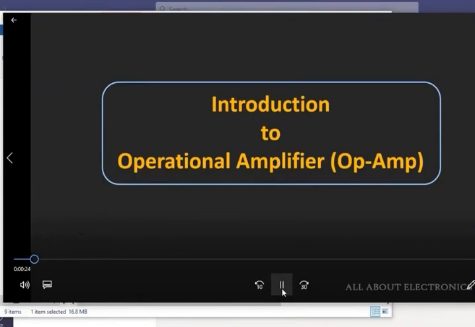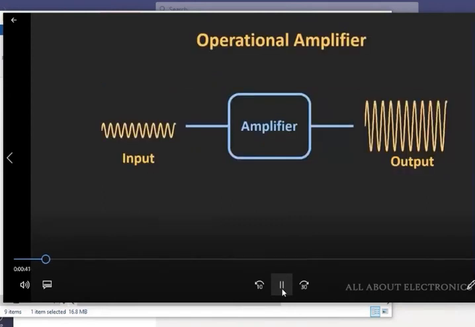In this video, we are going to talk about the basics of the operational amplifier. In the upcoming videos, we will talk more about this operational amplifier and see how we can design different circuits using it. As its name suggests, an op-amp is basically an amplifier, and the basic job of any amplifier is to amplify the input signal. Now let us understand why it is known as the operational amplifier.